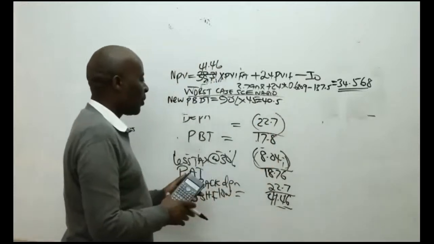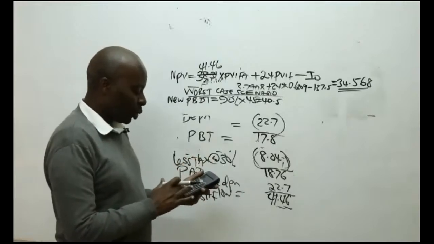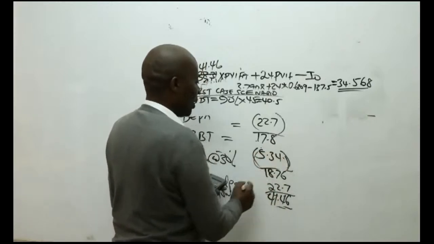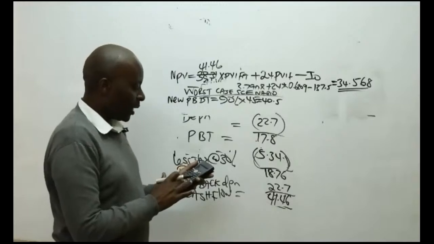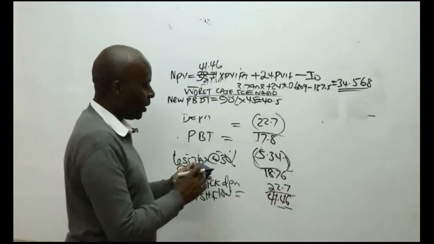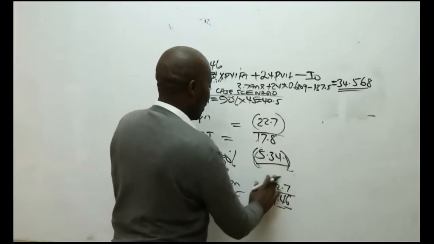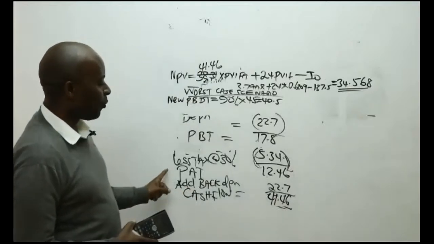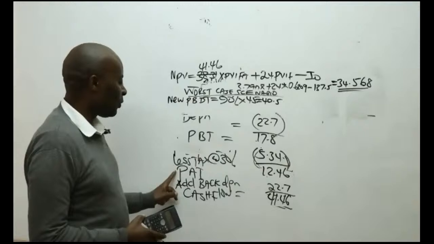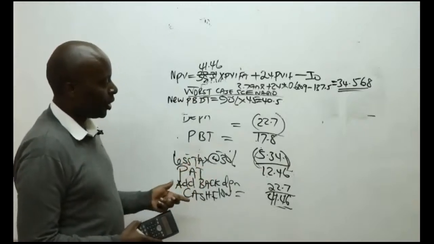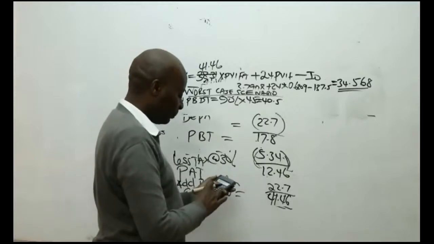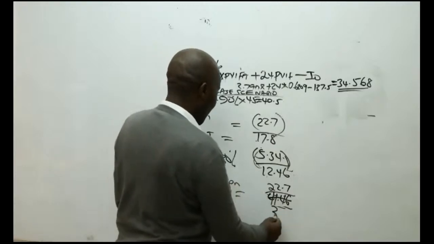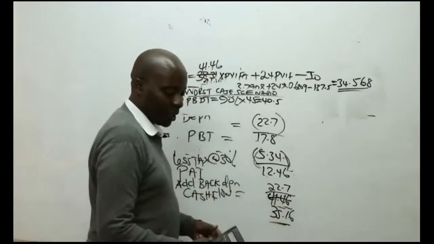So this 17.8, come and share the same with the taxman, so times 0.3. So the taxman will take a paltry figure of 5.34. So we have here 17.8 minus answer, which at the end of the day will give me 12.46. So this 12.46 happens to be our profits after tax. Once you have profit after tax, come and add back depreciation. So when you add back depreciation of 22.7, at the end of the day, we'll get 35.16. I hope I'm correct.